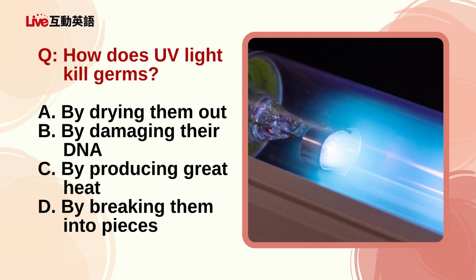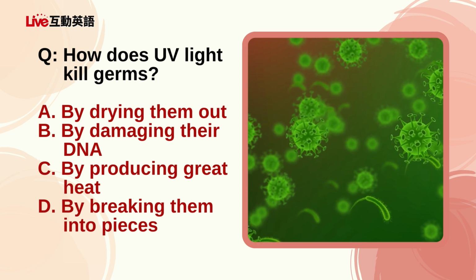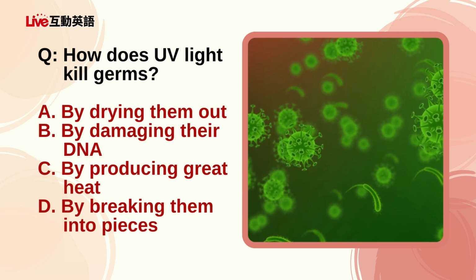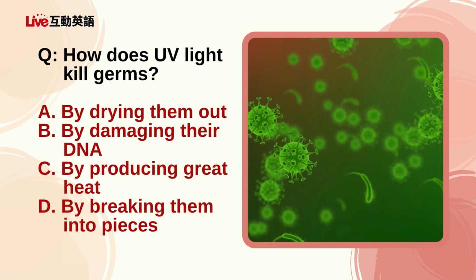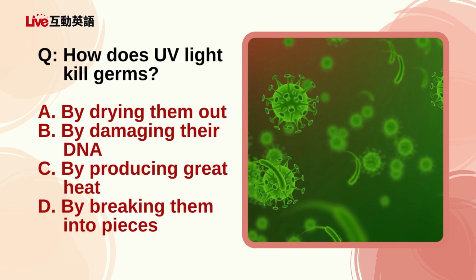Question: How does UV light kill germs? A. By drying them out. B. By damaging their DNA. C. By producing great heat. D. By breaking them into pieces.